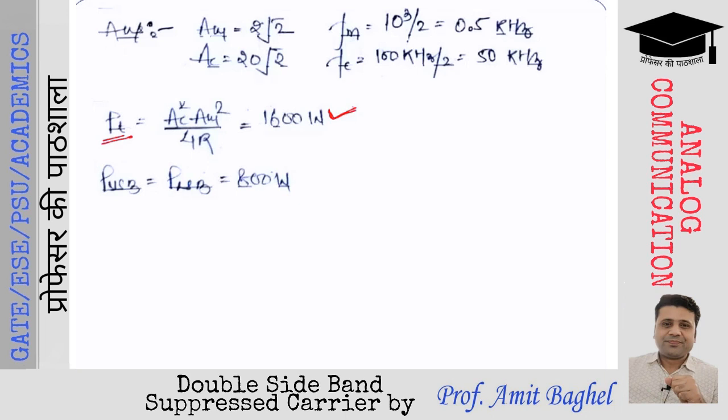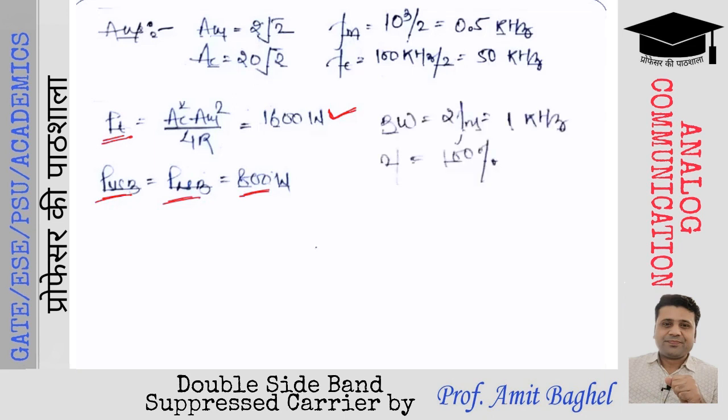ये टोटल पावर दो साइड बैंड्स के अंदर होने वाली है, अपर साइड बैंड एज वेल एज लोअर साइड बैंड. हेंस दिस पावर विल इक्वली बी डिवाइडेड इनटू टू साइड बैंड्स. अपर साइड बैंड पावर इक्वल्स लोअर साइड बैंड पावर and it will be equals to 800 watts. Calculated the values of power components in the DSB modulated waveform. Let us now analyze the bandwidth of the modulated waveform. The formula of the bandwidth is 2 times of FM.